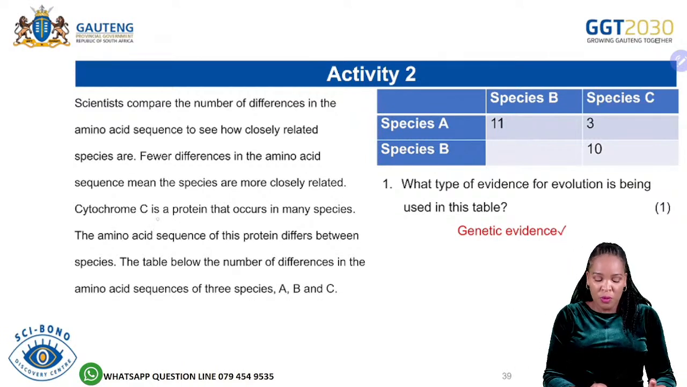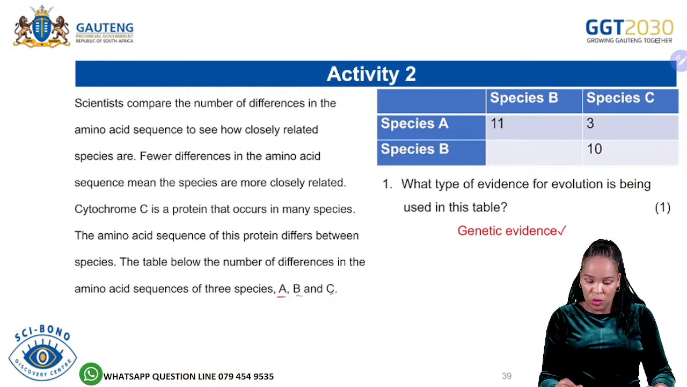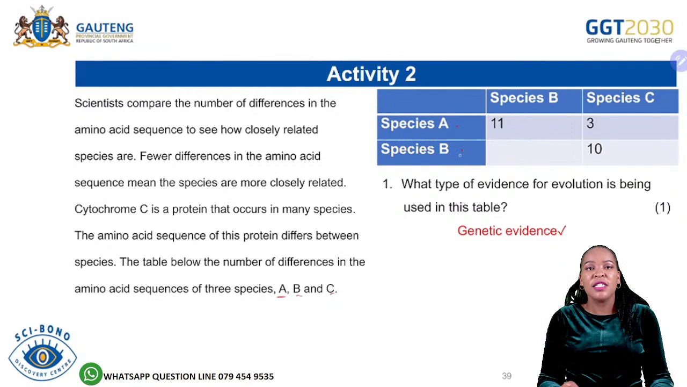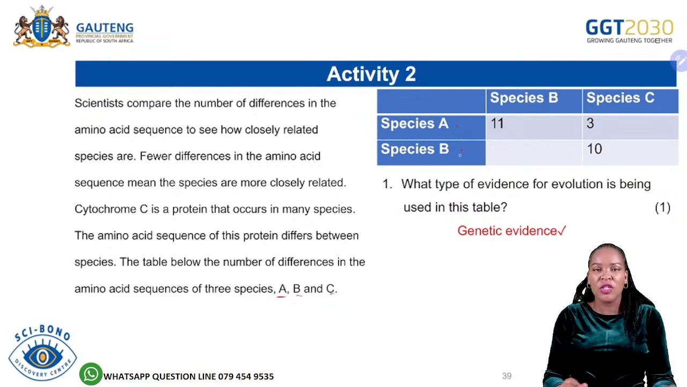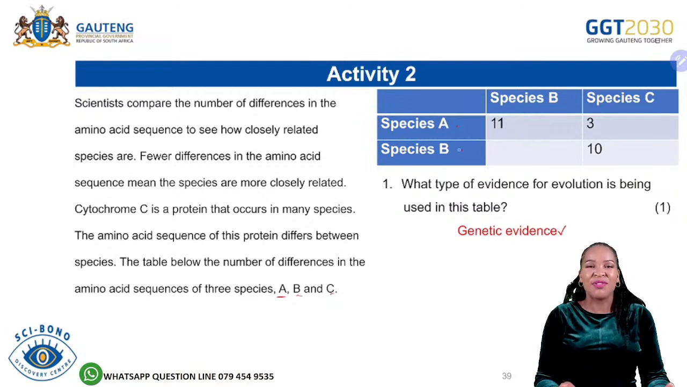Now, cytochrome C is a protein that occurs in many species. The amino acid sequence of this protein differs between species. The table below shows the number of differences in the amino acid sequence of 3 species, which is A, B, and C. Now let us look at the table. So this table shows now the comparison between the amino acids of the species A, B, and C. Remember, the amino acids are the building blocks for your protein. So this protein that we are tracing is cytochrome C. Now we want to see what were the differences or the similarities that were found. So these are the differences in this table.